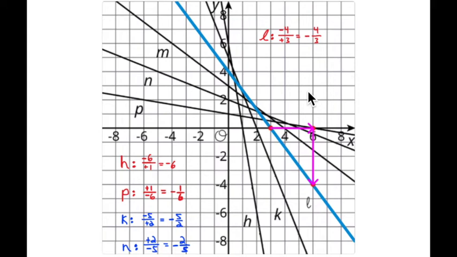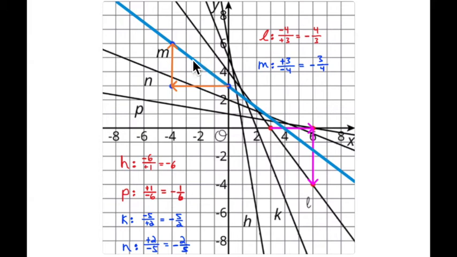And the last line is line M. And again, these two lines are related as multiplicative. Their slopes are multiplicative inverses of each other. So I'm going to start with the y-intercept. So it's 0 along the x-axis, and it's 1, 2, 3 units along the y-axis. So the y-intercept is 0, 3.